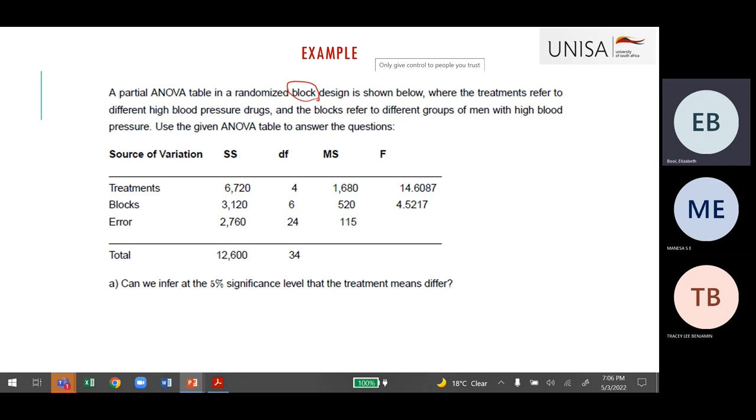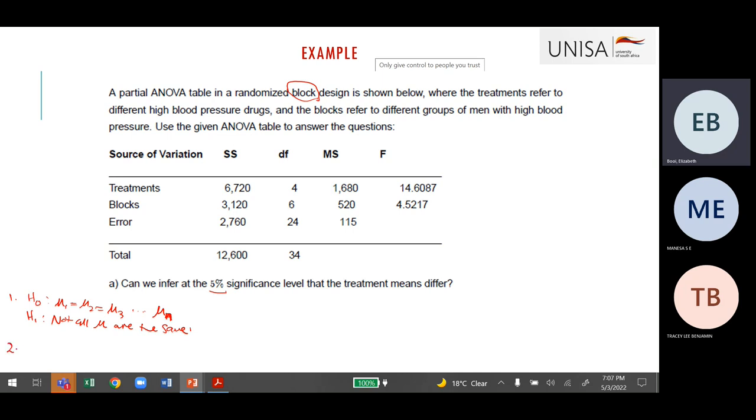So the first step that we need to do, number one, is to state the null hypothesis and the alternative hypothesis. It's easy. Null hypothesis, the mean 1 is equal to mean 2, it's equal to mean 3. How many are they? There are so many. I'm just going to say it's equal to mean n. And the alternative, not all population means, I can just use mu, not all population means are the same. That is our hypothesis.